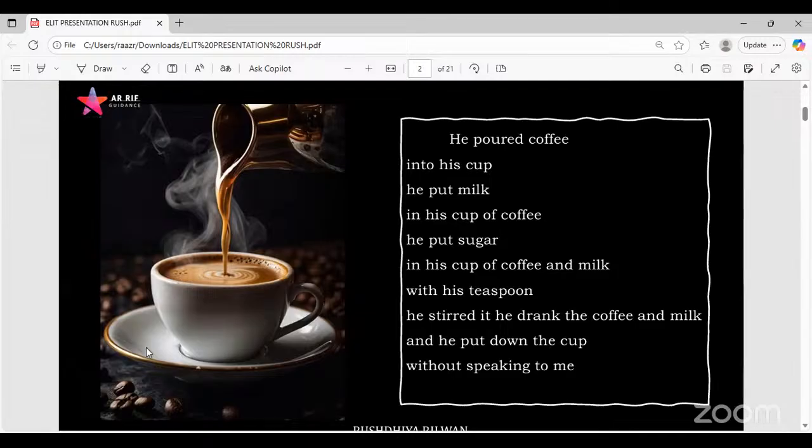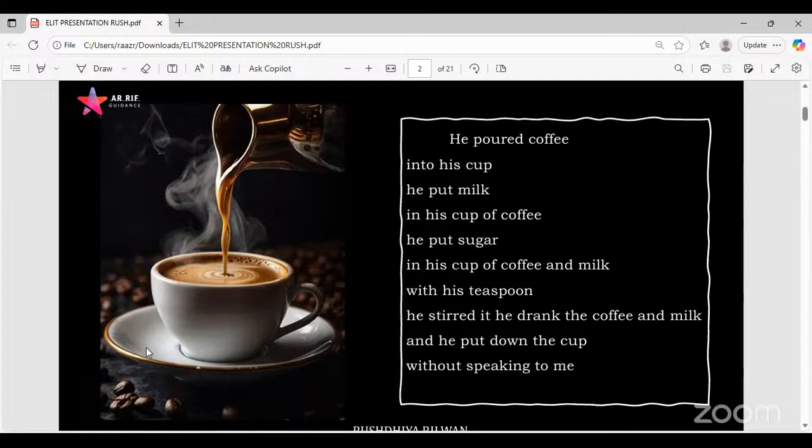He poured coffee into his cup. He put milk in his cup of coffee. He put sugar in his cup of coffee with milk with his teaspoon. He stirred it, he drank the coffee, and he put down the cup without speaking to me. This is the first stanza of the poem.